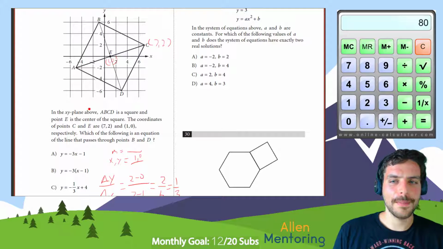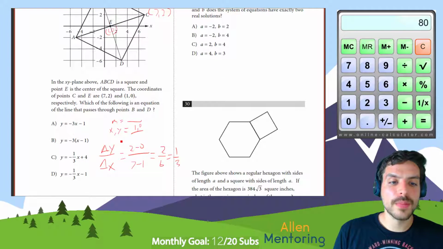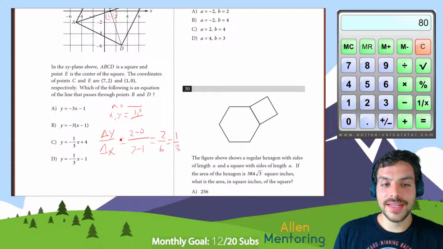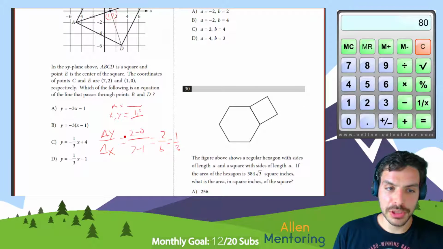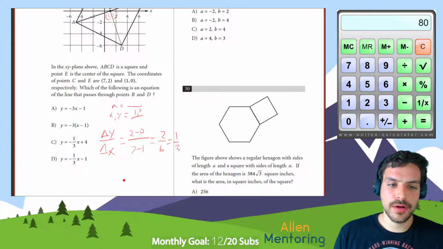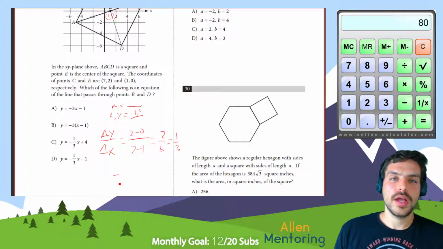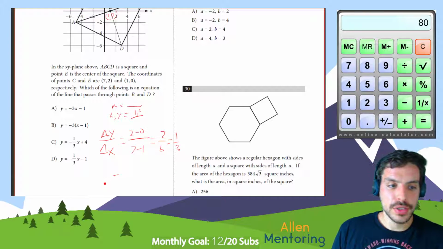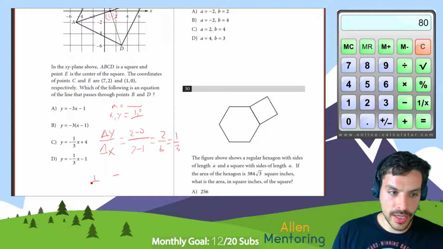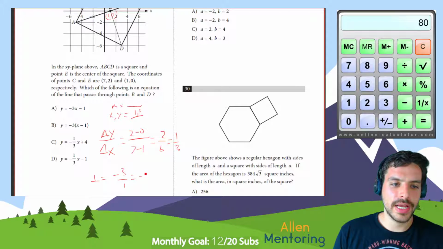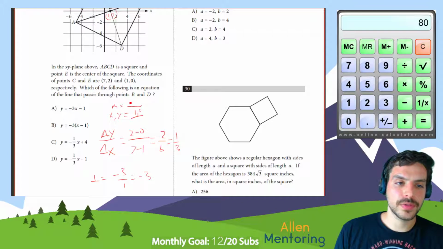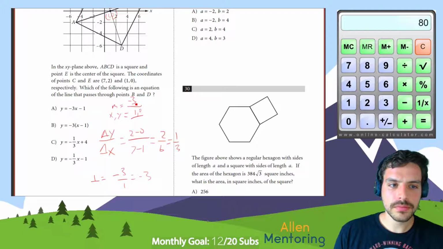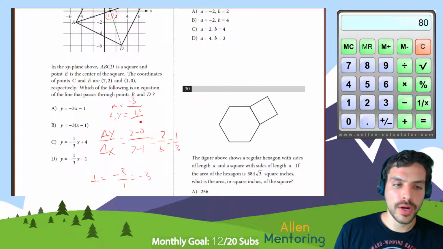What is the slope of BD? To find the slope of a perpendicular line, you get the negative reciprocal of your original line. So what is the negative reciprocal of 1/3? The negative of 1/3 is negative 1/3, and the reciprocal just flips it over. So the perpendicular slope is negative 3 over 1, which is just negative 3. Now we have the other piece of the puzzle: the slope is negative 3, and the line goes through (1, 0).